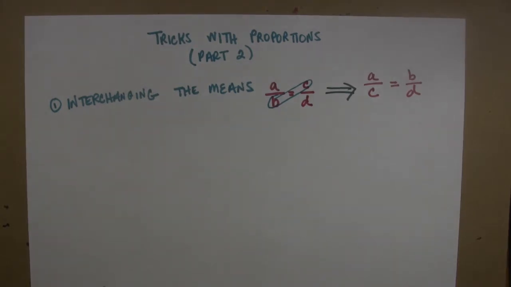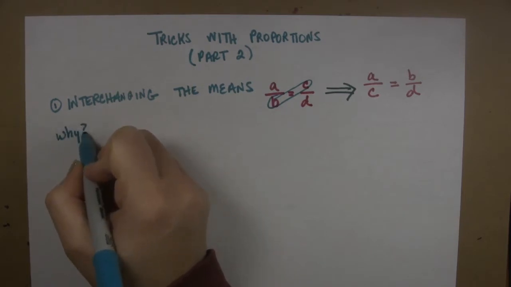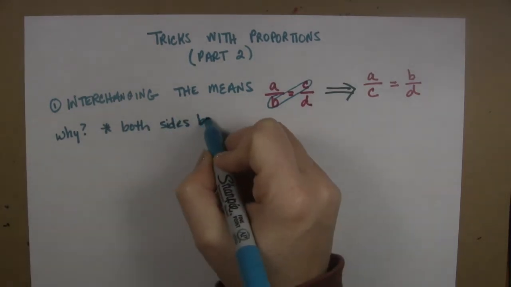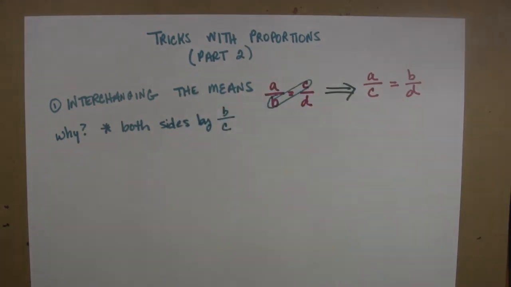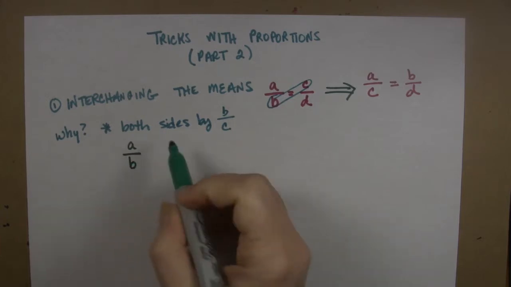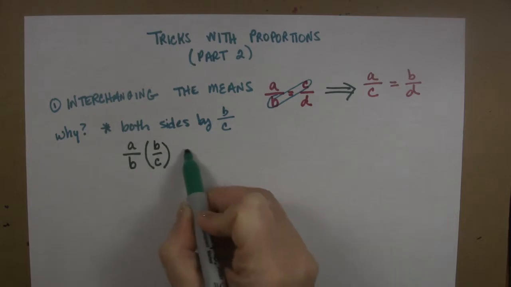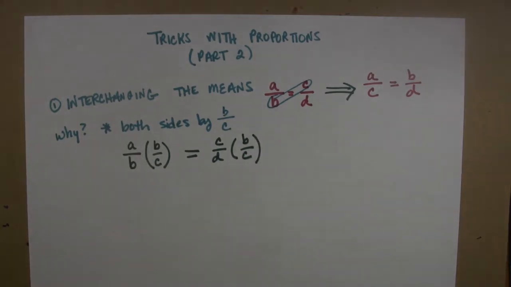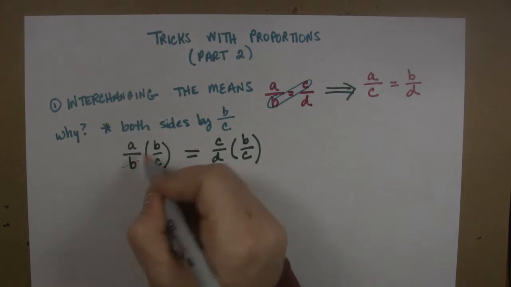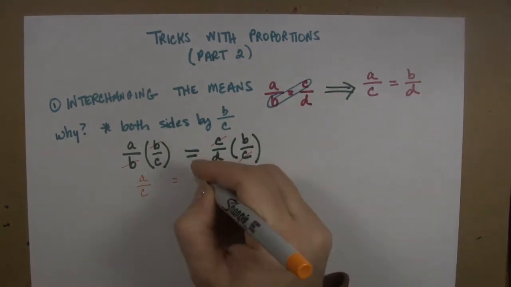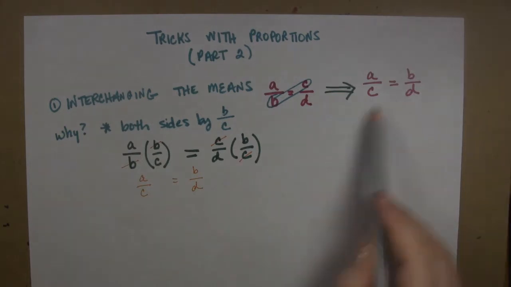Now, why does this work? Well, because what you're really doing is you're multiplying both sides by B over C. And as long as we do the same thing to both sides of the equation, we're good to go. So let me show you what I'm talking about. First we have A over B, and if we multiply that by B over C, that equals C over D. And if we multiply this side by B over C, then what do we get? Well, we get to cancel these two out, and so that becomes A over C, and we get to cancel these two out, so that becomes B over D. So that's how we get to that point.